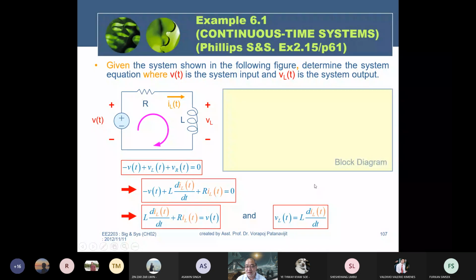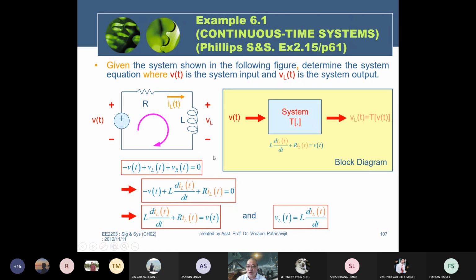Now, from the general point of view, this circuit diagram can be represented by a simple block diagram. The input is V, the output is VL, and the system can be expressed as a differential equation model, and the output can be written in terms of the current. You can see that in this case, the block diagram does not show how many transistors, inductors, or voltage sources you have. You see only the black box.